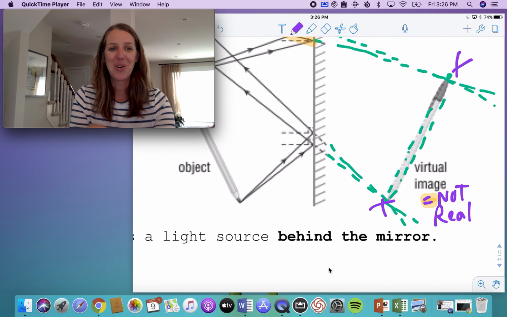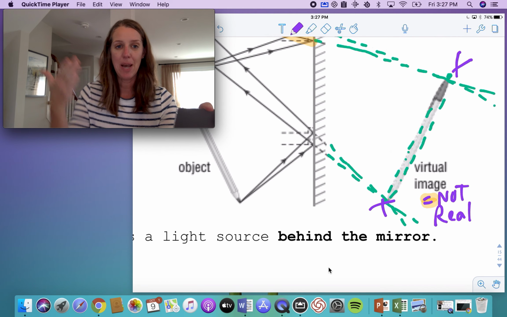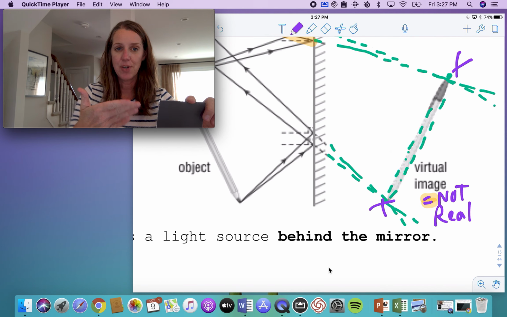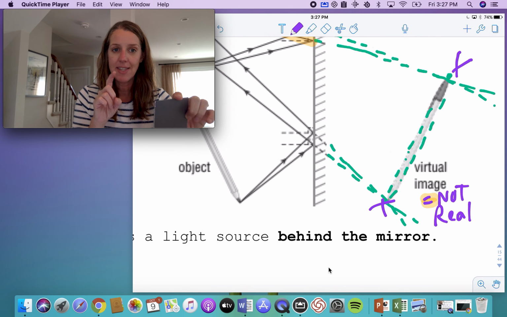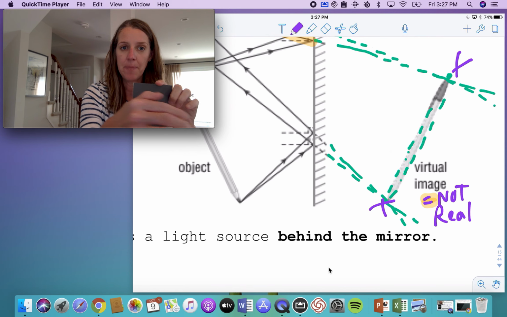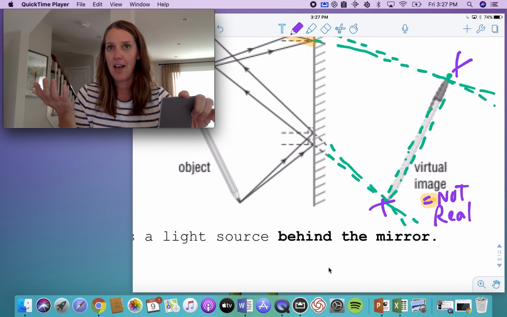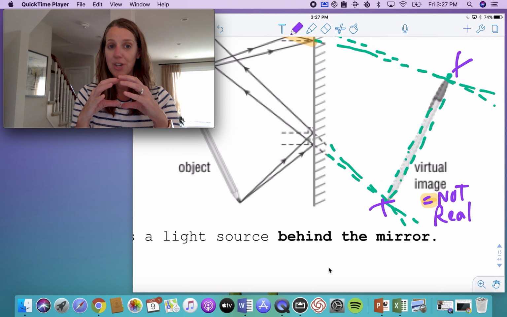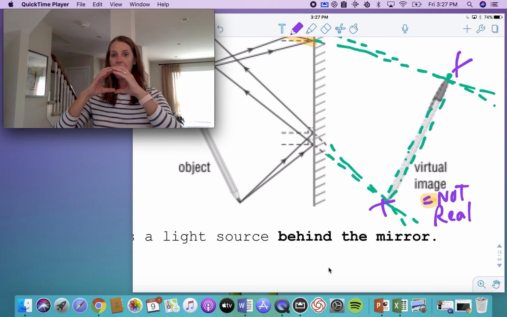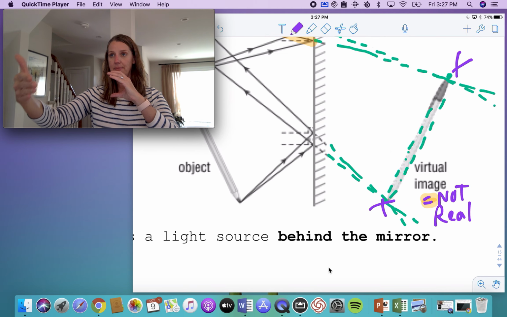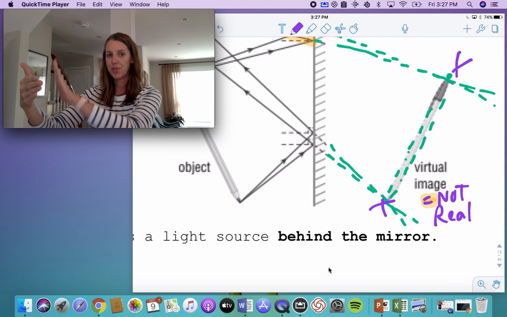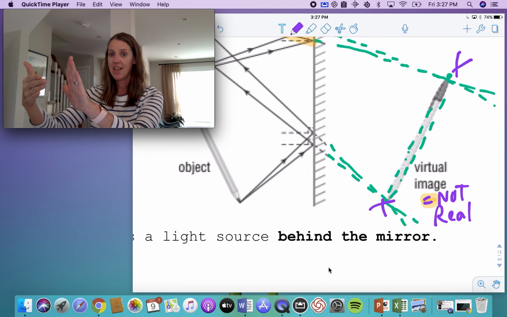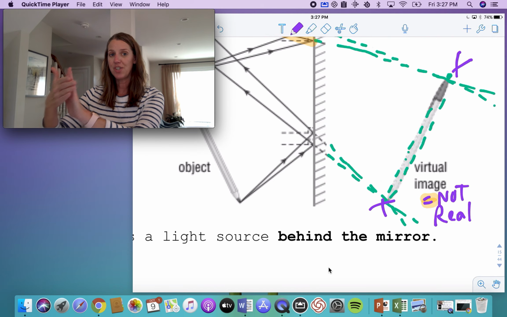Okay, so could I take that image and put a piece of paper there and capture it? No, because the image is behind the mirror. If I was looking at lenses and mirrors inside of a movie projector, and I'm putting it towards a screen, those images can be captured on a screen. It's like how a photograph works.